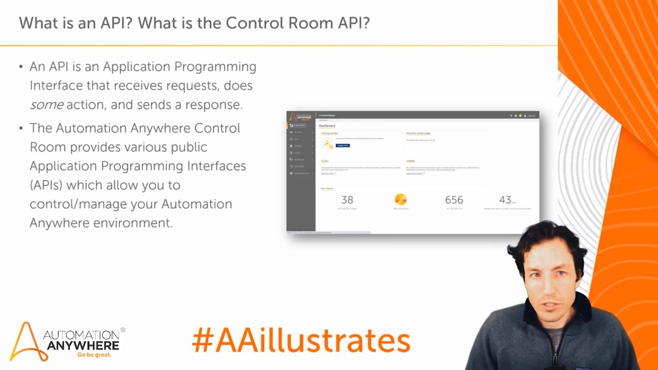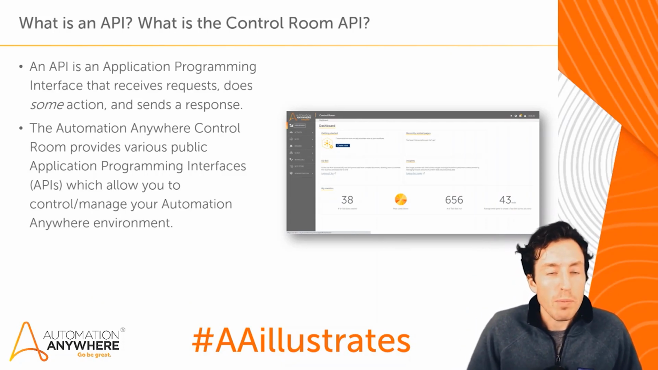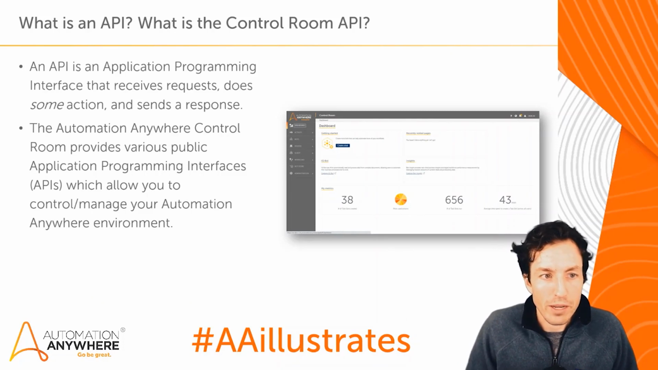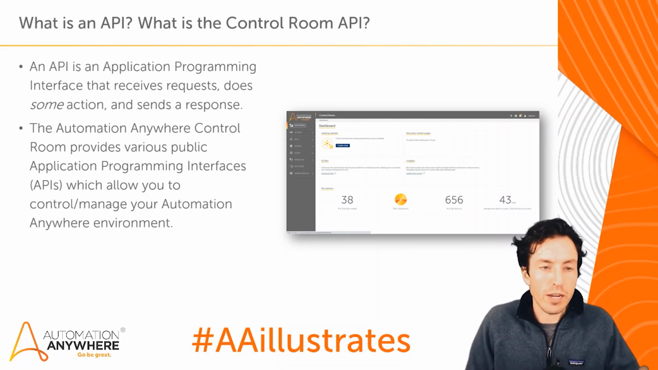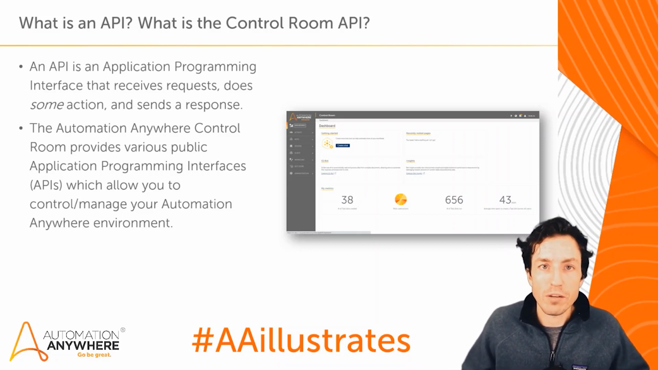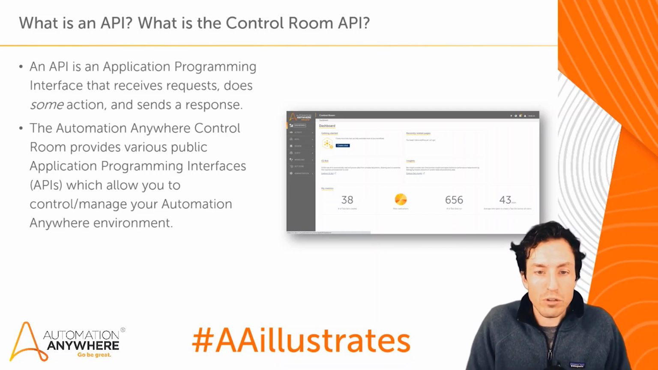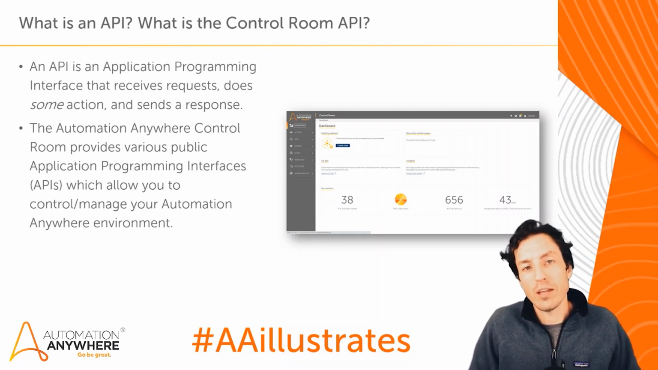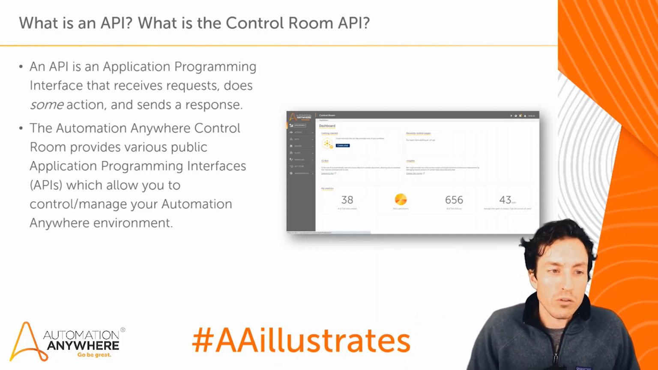First off, for just a basic background in case you missed that Control Room API session, an API is an application programming interface, and it receives a request, it does some action, and then sends a response. Well, hopefully it does some action, then it sends a response, right? So we could use that to create a new user. We're going to use it here in a little bit to authenticate and then to deploy a bot. There are lots of different things you can do with the Control Room API.